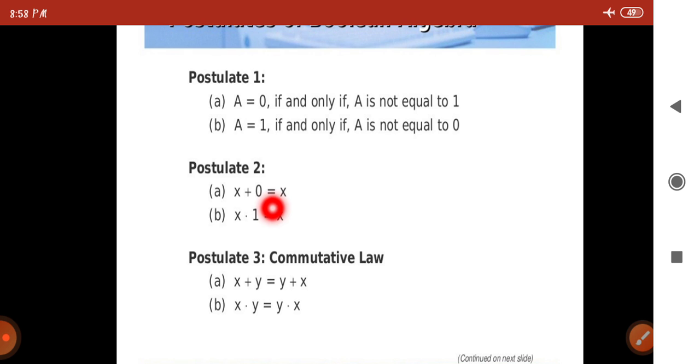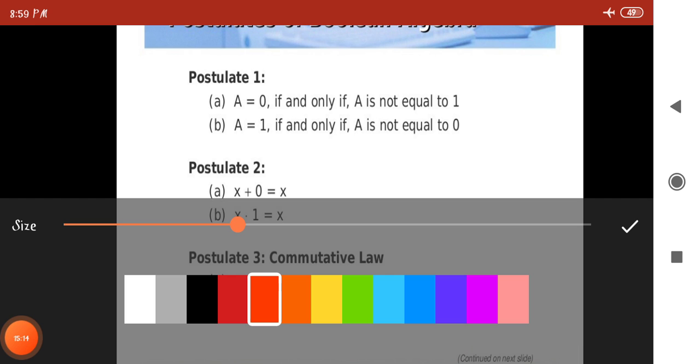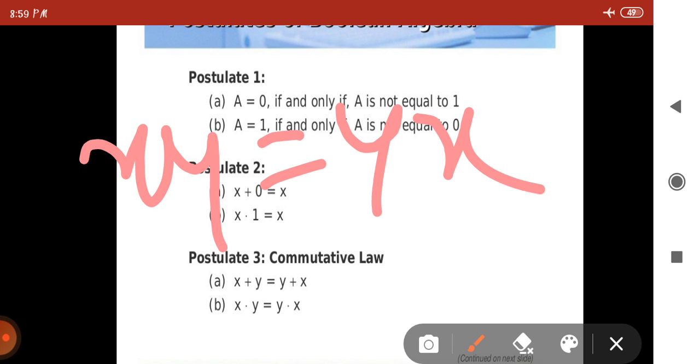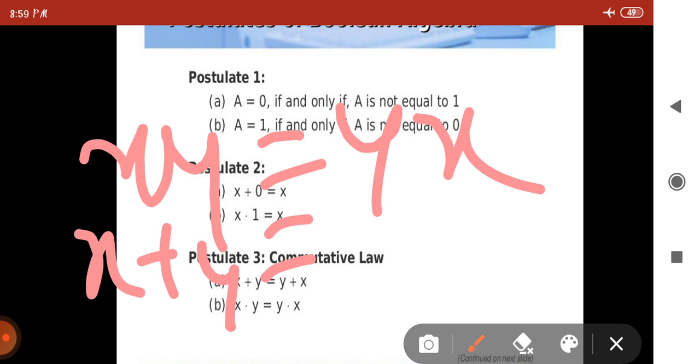Commutative law. Commutative law is x plus y equals y plus x. This is a condition. You have to study it. Right? x plus y equals y plus x. Wherever you can take that, you have to operate. x into y equals y into x. And you have to know about this one. xy equals yx, x plus y equals y plus x. This is the condition of the commutative law.